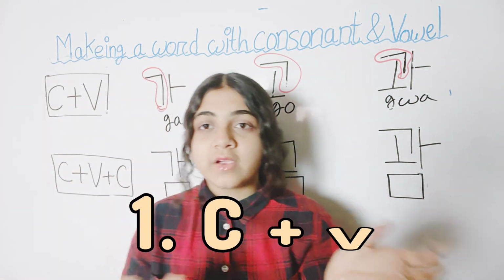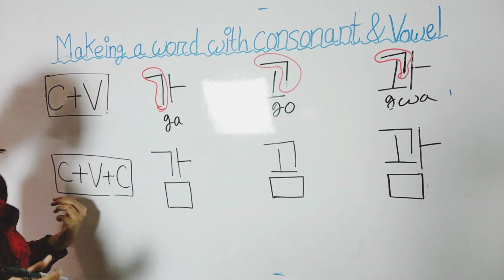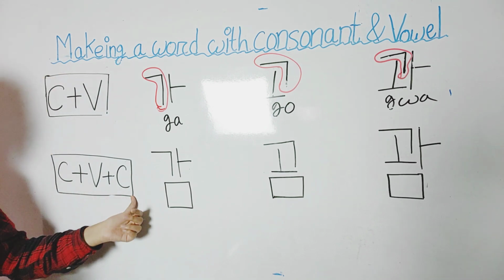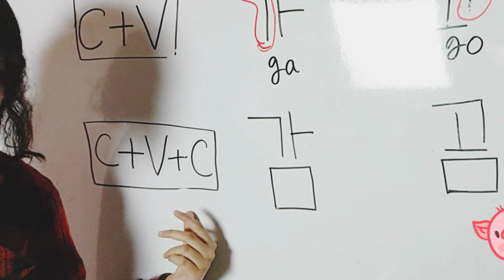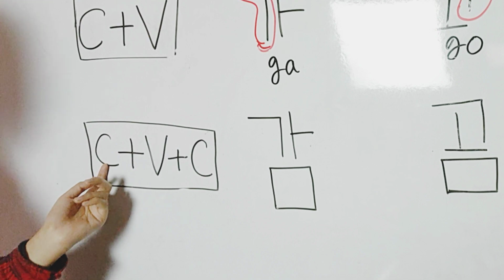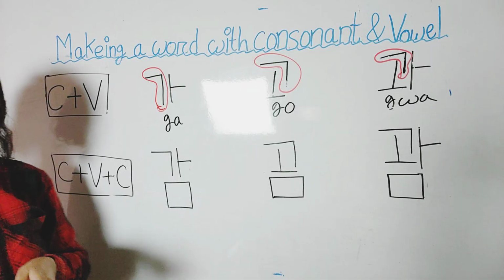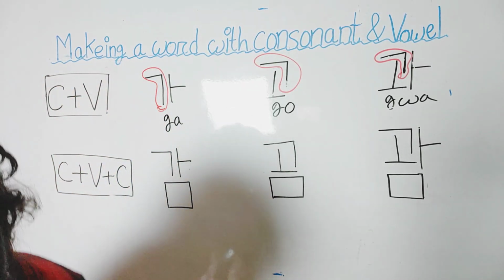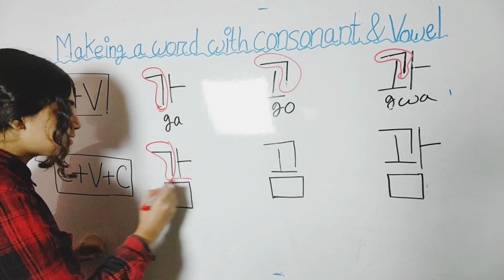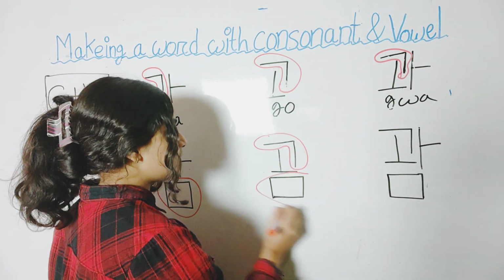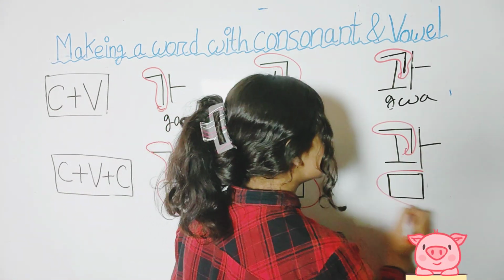There is another way, which is consonant, vowel, and consonant. So there are two consonants. This is the first consonant and this is the last consonant. Let me circle the two consonants. This is the first consonant, this is the last consonant. And again, this is the first consonant and this is the last consonant.